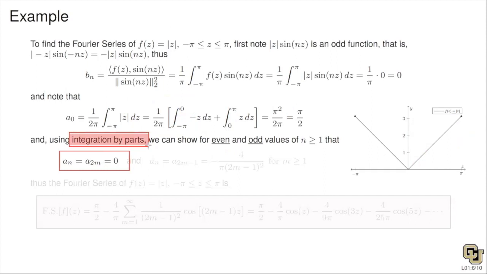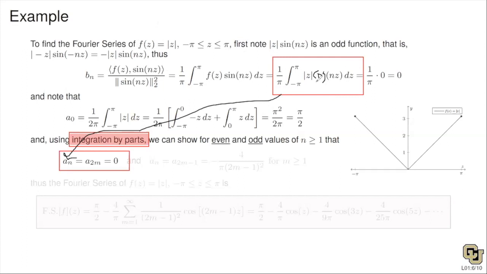And what are you integrating? We're integrating absolute value of z. It looks similar to this. We're integrating absolute value of z, but instead of a sine nz, now let me pencil in a cosine here. We're going to have a cosine, and those would be the a sub n coefficients that we're trying to calculate.